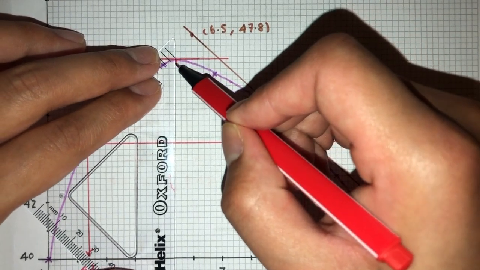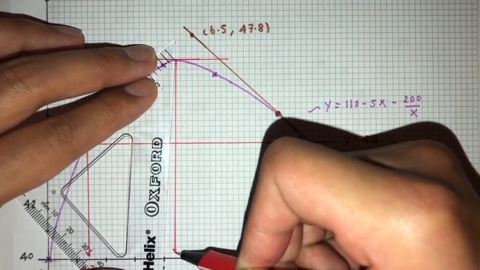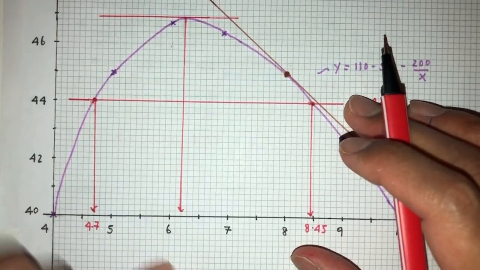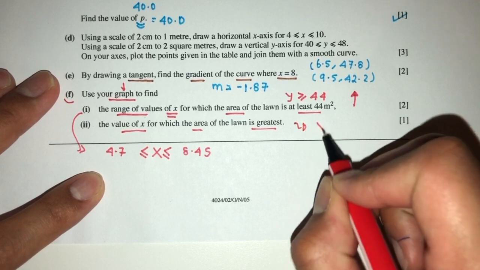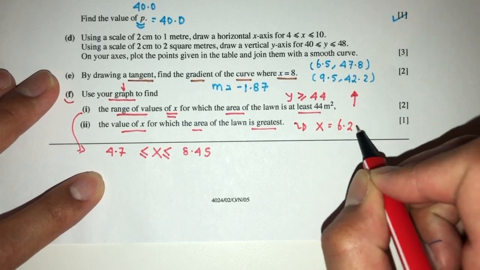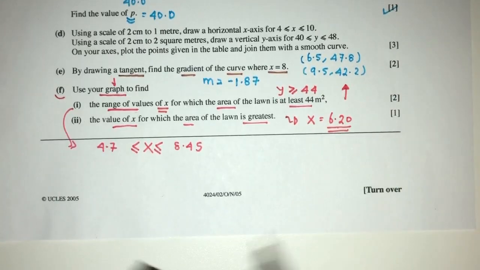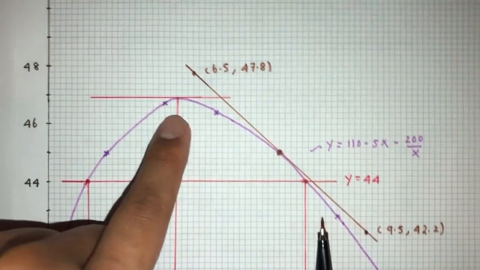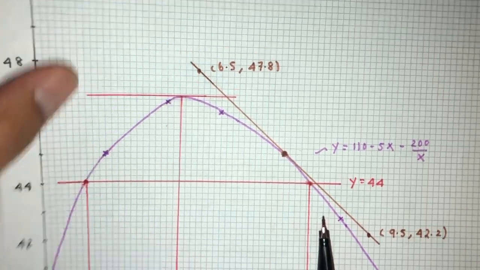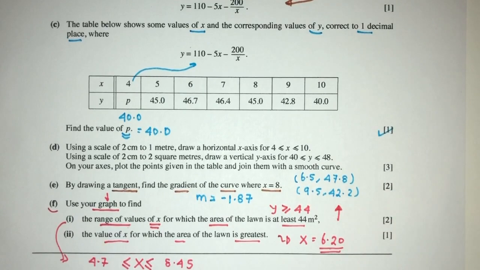That will be, according to the graph, 6.2 will be the value. X equal to 6.20 is, according to my graph, where the area is maximum at this point. This is your question number 10.